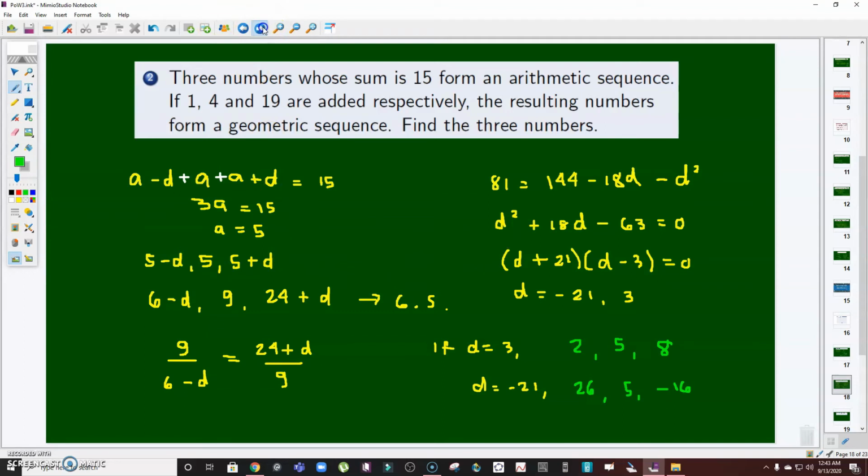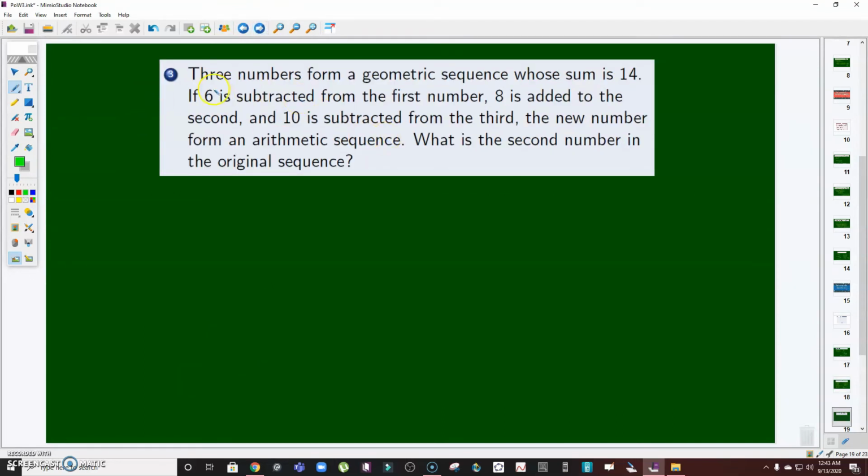Let's have the last item in this episode, number 3. Okay? Three numbers form a geometric sequence whose sum is 14. If 6 is subtracted from the first number, 8 is added to the second, and 10 is subtracted from the third, the new numbers form an arithmetic sequence. The question is, what is the second number in the original sequence?